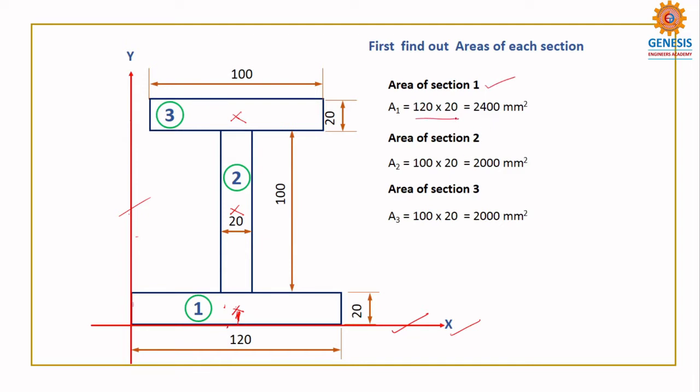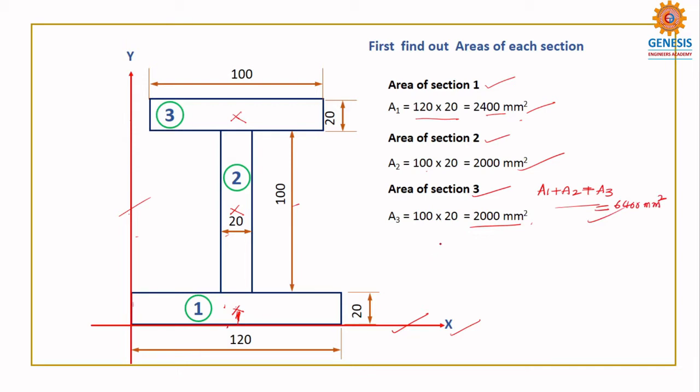This is 120 into 20, so it is 2400 mm square. All dimensions are given in mm. Next, the area of section 2, that is 100 by 20, is 2000. The area of section 3 is also 2000. You can add up all of these: A1 plus A2 plus A3 is equal to 6400 mm square.